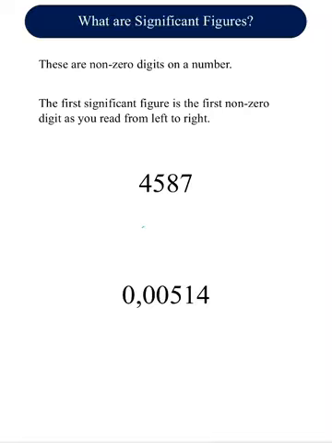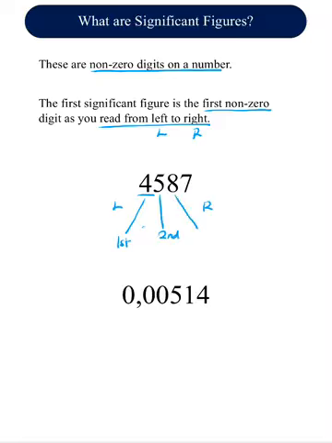What are significant figures? That's the thing every student needs to understand first of all. Significant figures are non-zero digits in a number. The first significant number is the first non-zero digit as you read from left to right. Looking at our first number, 4,587, starting from left to right, the first number is 4. It's a non-zero digit, so 4 becomes our first significant number, 5 the second, 8 the third, and lastly 7 is our fourth significant number.